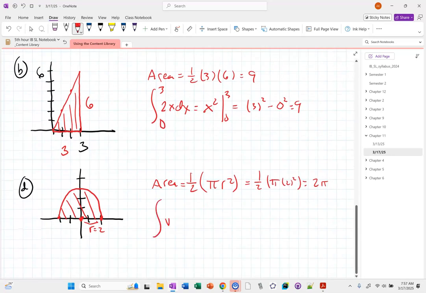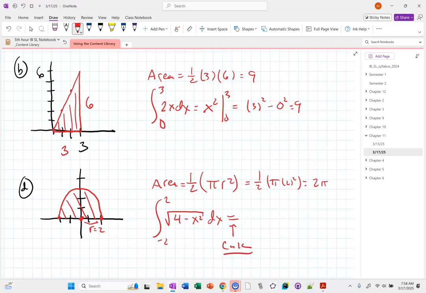Now, if I'm asked to do the integral of this, do we know how to take the antiderivative of the square root of 4 minus x squared dx? Can we find the antiderivative of that with what we know? God bless you. Nope. So what do we do? We just type into our calculator.